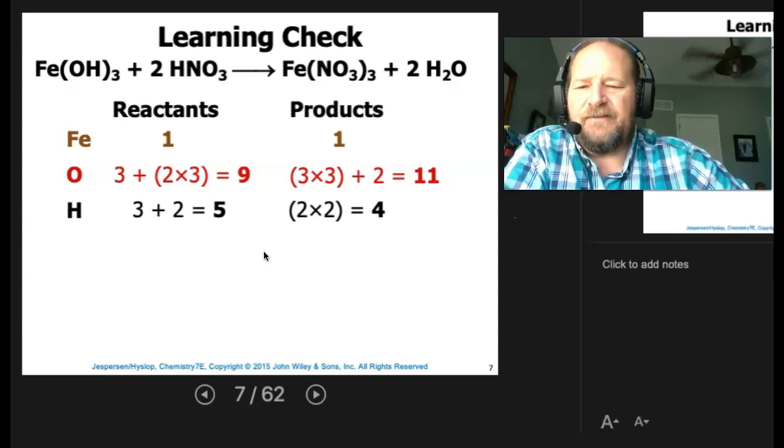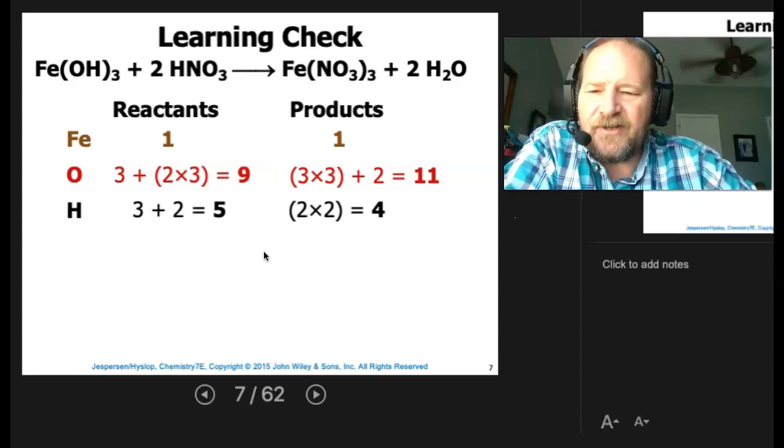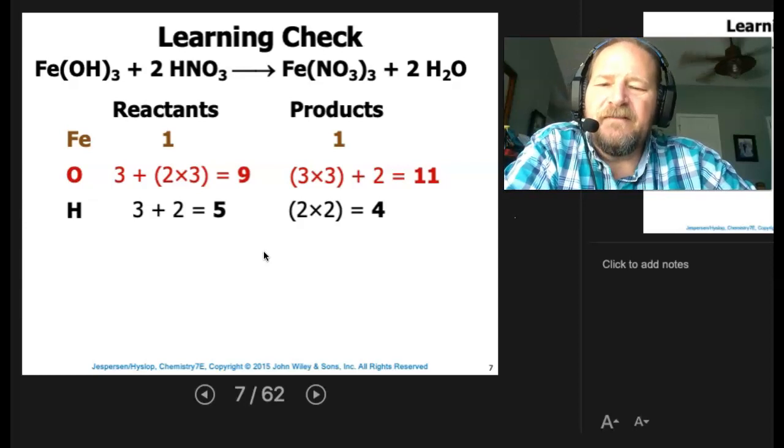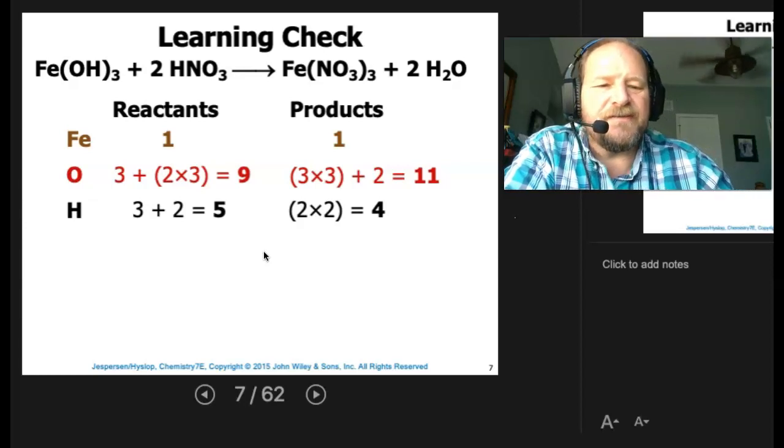Next, we look at the hydrogen. We have 3 in the iron 3 hydroxide. We have 2 of them for the HNO3 because we have 2 of those. That's a total of 5. And then we have 2 times 2, so 2 waters with 2 hydrogens each gives us 4.